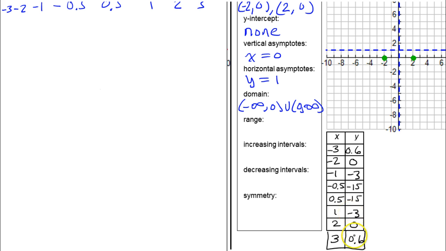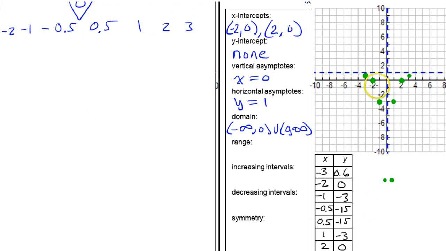Okay, so these are the y values you get. You can probably see the symmetry that's happening even from the chart. So it'll be interesting when we graph this. I expect to see some symmetry in the picture. Alright, so I'm just going to plot these points on the graph and get an idea of what it looks like.